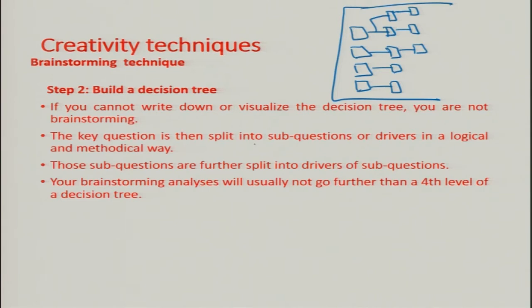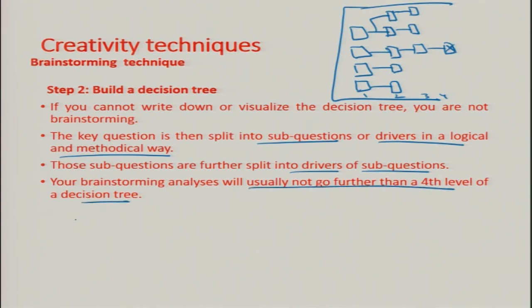The key question is split into sub-questions or drivers in a logical and methodical way. Once one is happy with the definition of the key question, for instance the definition of productivity or of designing a chair, the next step is to build a decision tree. The key question is split into drivers, and those sub-questions are further split into drivers of sub-questions. Brainstorming analysis usually does not go further than the fourth level of a decision tree: levels 1, 2, 3, 4. A specific idea cannot go further. We continue this analysis until we can prioritize the key drivers to move on to develop the hypothesis.